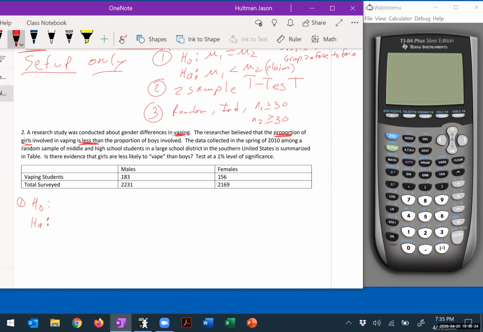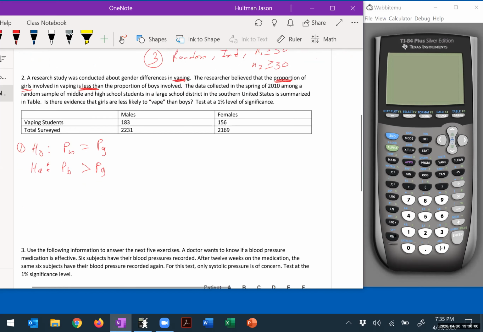What would the null be? The null would be that the proportion of boys vaping is the same as the proportion of girls vaping. What would be the alternative? The alternative is that girls is less than boys. That's the same as saying that the boys are more than the girls. So that's the null and the alternative.